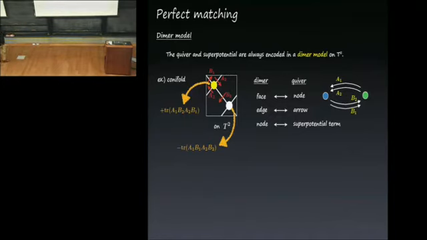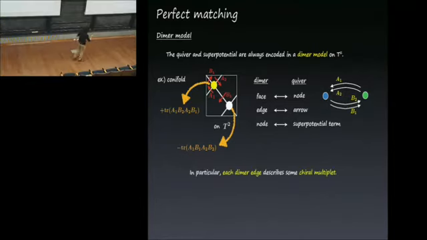So what I want to say here is that there is a general relation between quiver and dimer. And the most important thing is that each dimer edge, these 4 edges, corresponds to a chiral multiplet. So this is a dimer model.